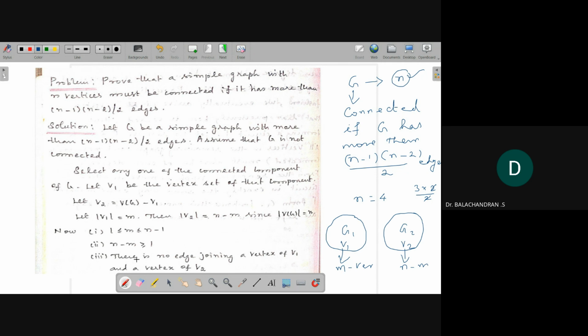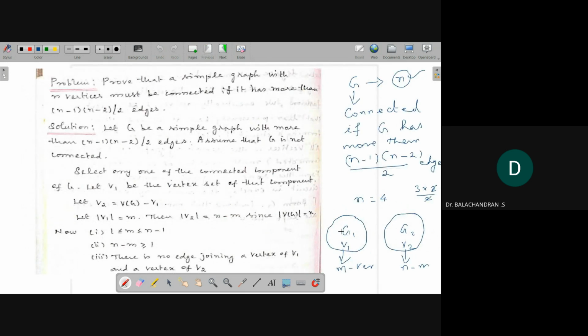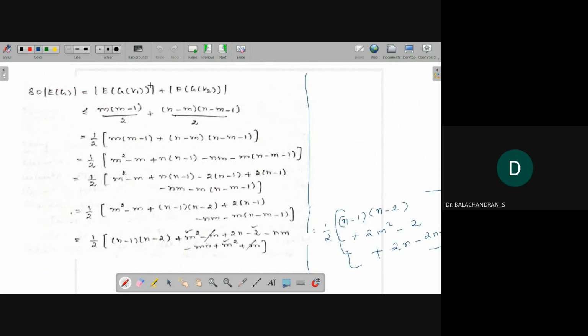And then third, there is no edge joining a vertex of V1 and a vertex of V2, because it is disconnected. Now, the total number of edges in G is the number of edges in G1 plus the number of edges in G2. That is what they wrote here.